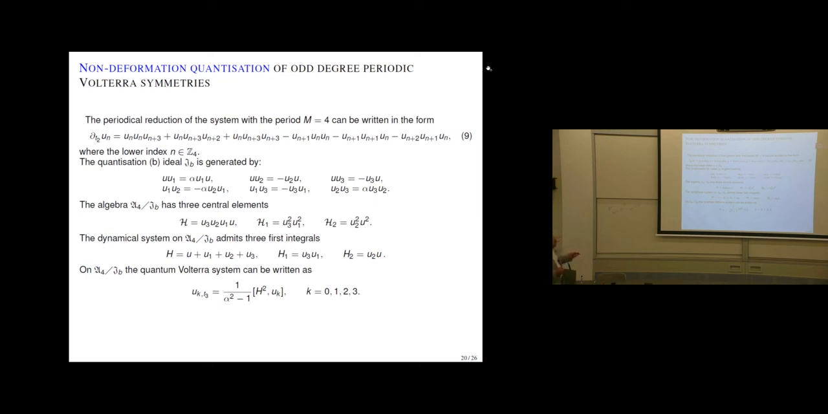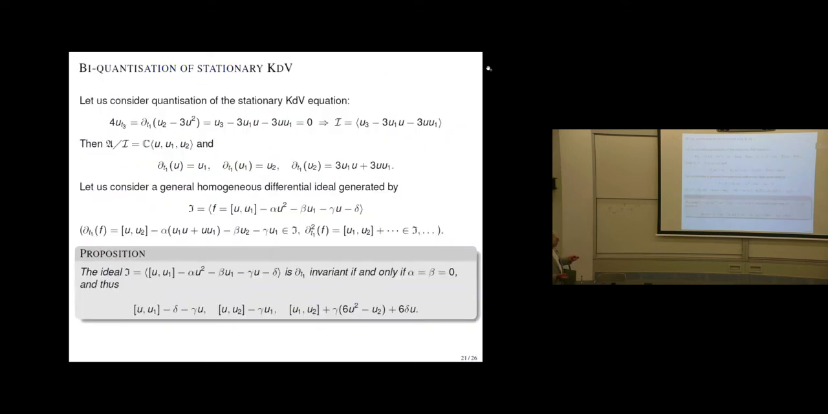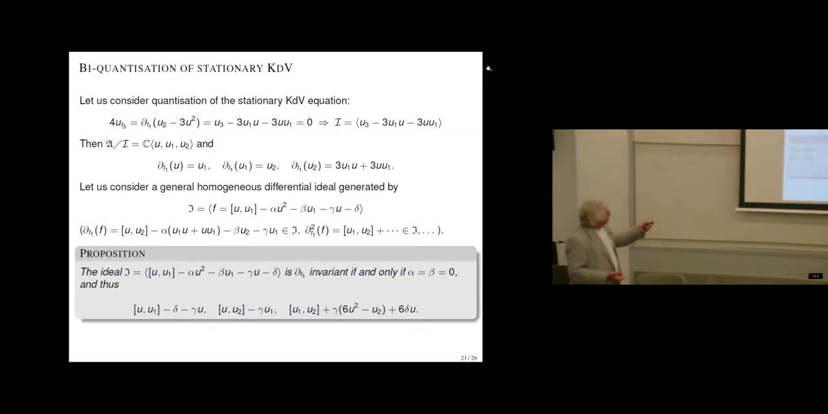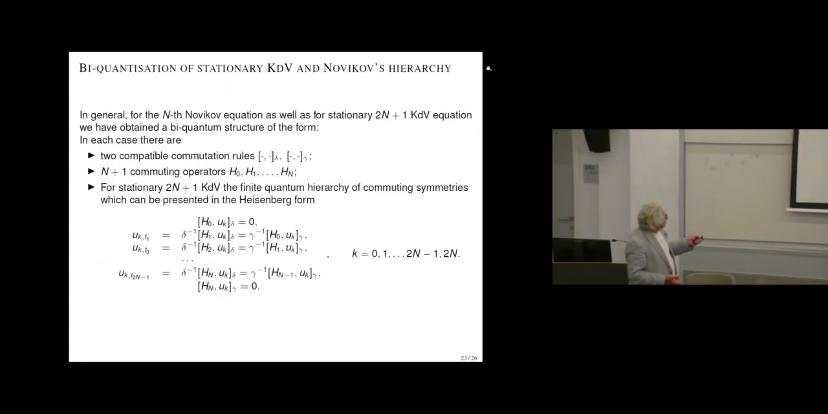And that is a superintegrable system, because we have 4 equations of first order and 3 first integrals, or three central elements of the algebra, and the equation can be written in Heisenberg form. The same works for the KdV equation, for the stationary KdV equation, etc. So it works. That's what I want to say.